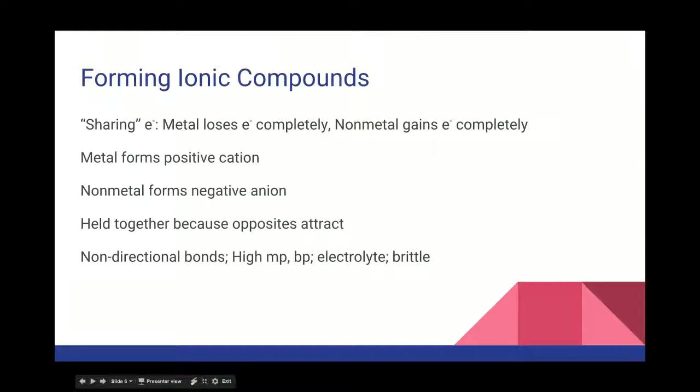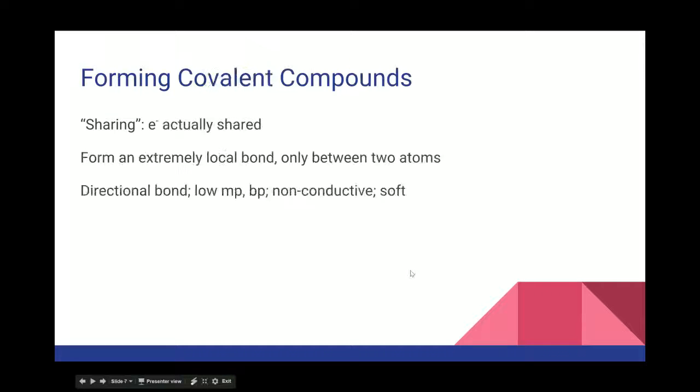Okay. So that is the ionic compound. That's how they're formed by nonmetals taking electrons from metals, forming ions that are held together because opposite charges attract, non-directional bonds, high melting point, boiling point, forming an electrolyte, that is to say, conducts in the liquid or gaseous form, or when it's dissolved in water, and it is very brittle as a solid.